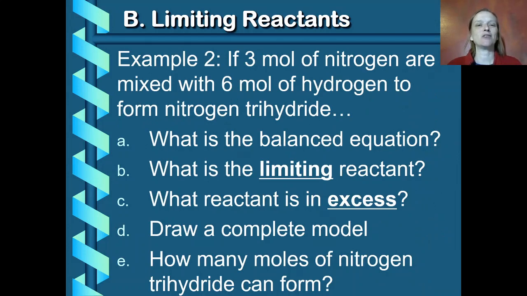If 3 moles of nitrogen are mixed with 6 moles of hydrogen to form nitrogen trihydride, think of what's the balanced equation, what's the limiting reactant, what's the excess reactant, and show that by drawing a complete model. Your final question is to answer how many moles of nitrogen trihydride can actually form. Pause the video and write the balanced equation, and then unpause to check your answer.